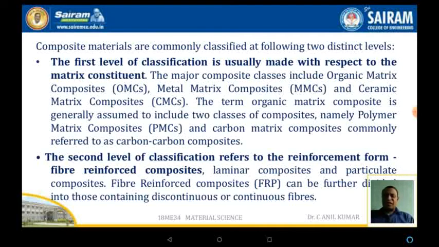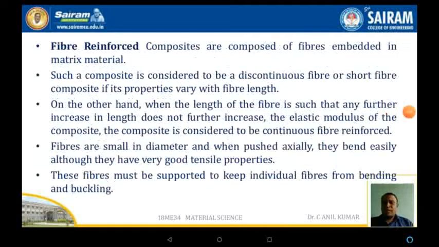The second level of classification refers to the reinforcement forms: the fiber reinforced composites, the laminar composites and particulate composites. The fiber reinforced composites can be further divided into those containing discontinuous or continuous fiber. Depending upon the type of application, even natural fibers or artificial fibers can be used in composite technology.